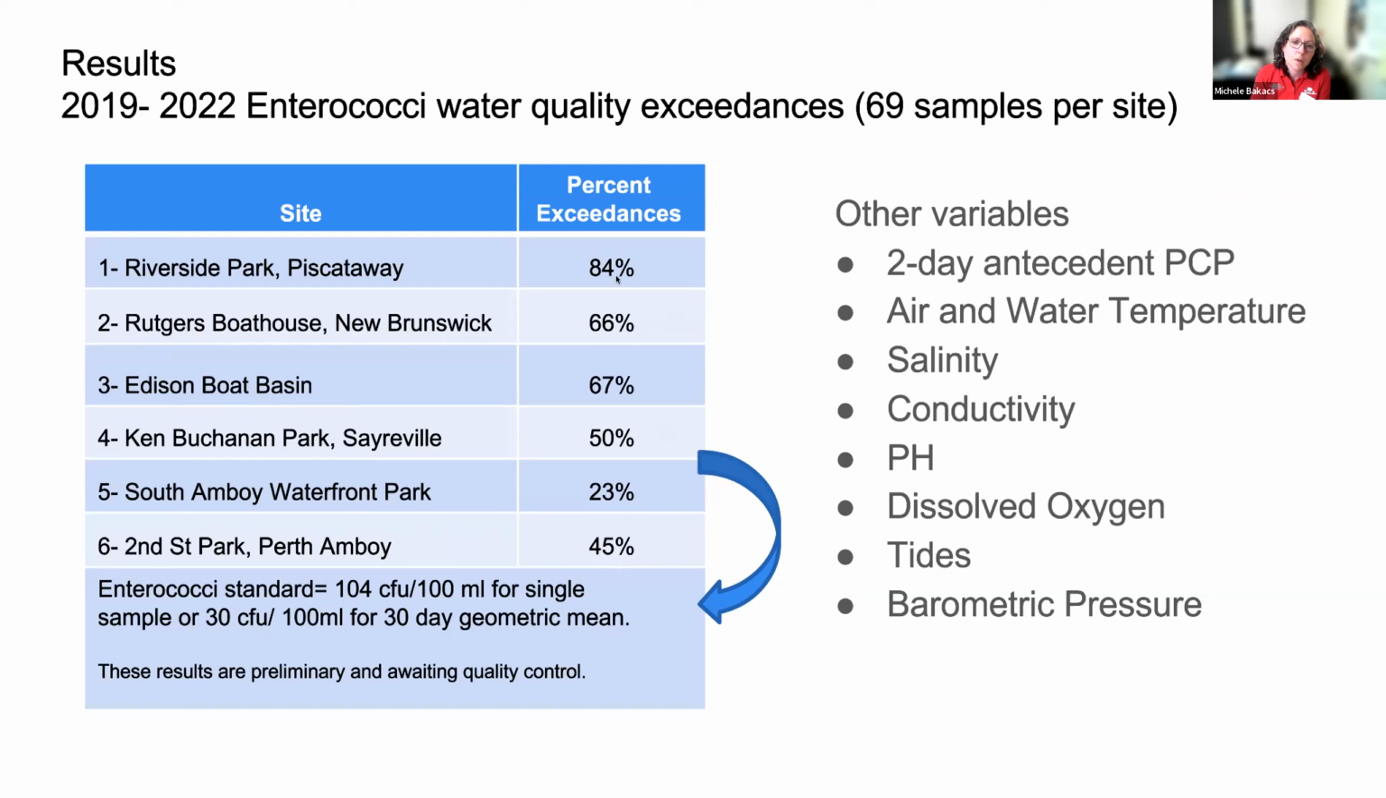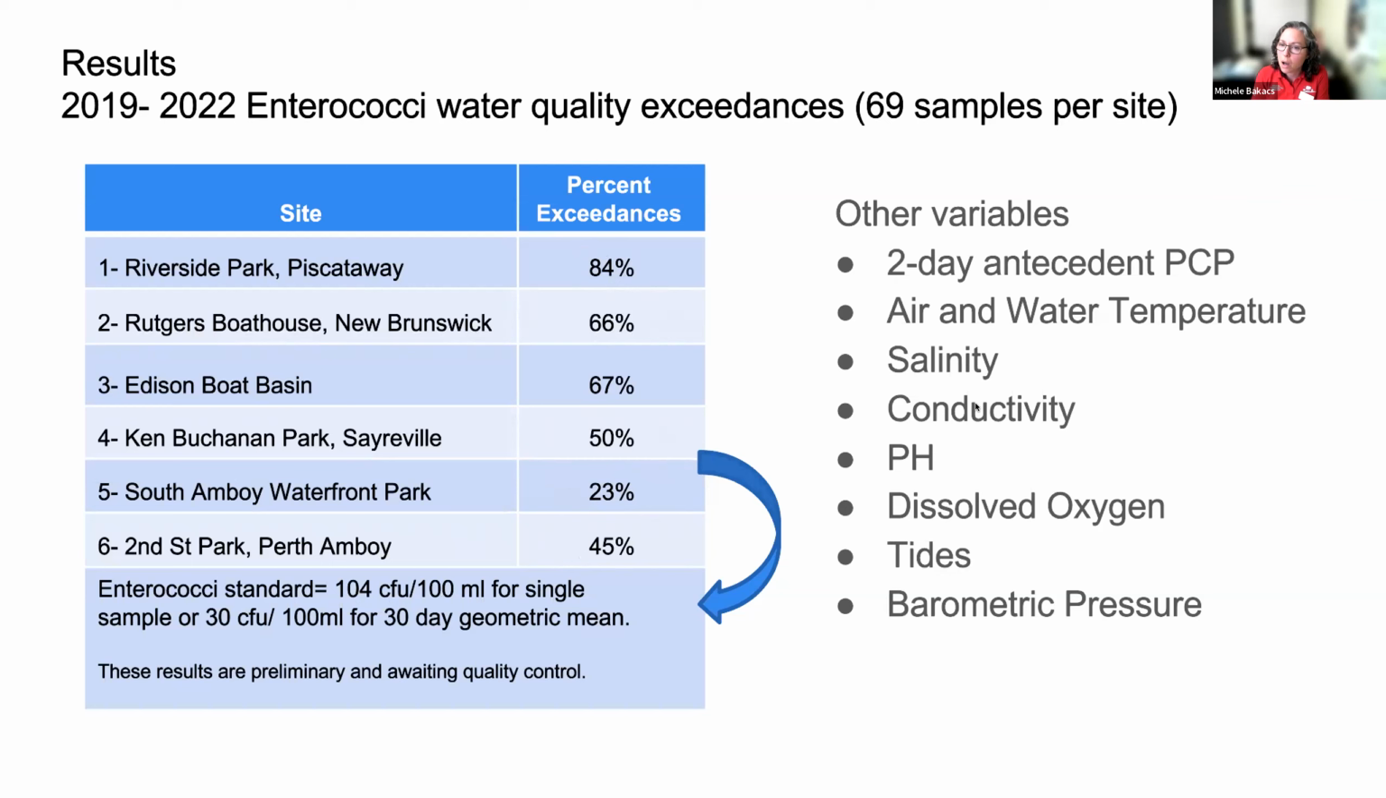So kind of our worst site for pathogens is in Riverside Park in Piscataway. And then the one that you could call our best site is South Amboy Waterfront Park. And again, the standard for Enterococci is 104 colony forming units for a single sample.